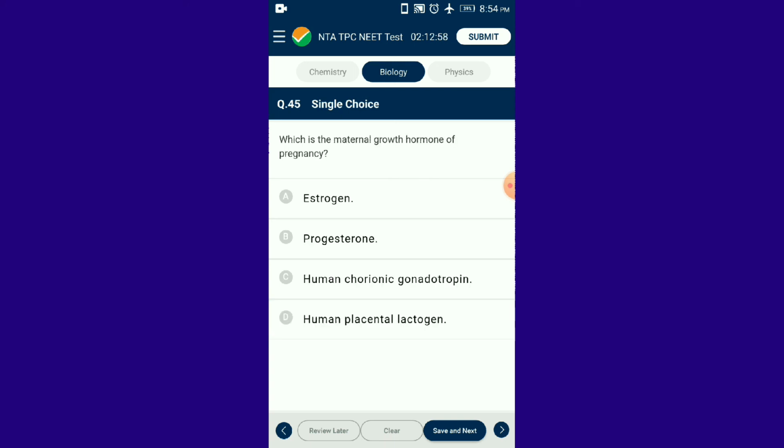Question number 45. Which is the maternal growth hormone of pregnancy? Human placental lactogen is the maternal growth hormone of pregnancy. Interdigitation of the chorionic villi and uterine tissue with each other leads to the formation of the structural and functional unit called the placenta between the developing embryo and maternal body. Other than providing nutrition to the embryo, the placenta also acts as an endocrine tissue and produces several hormones like human chorionic gonadotropin, human placental lactogen, estrogens, progestogens, etc.